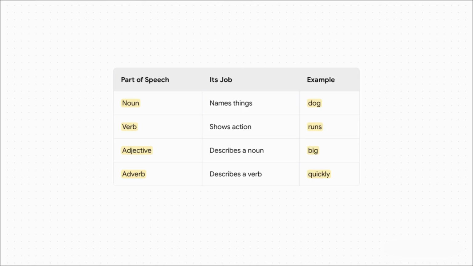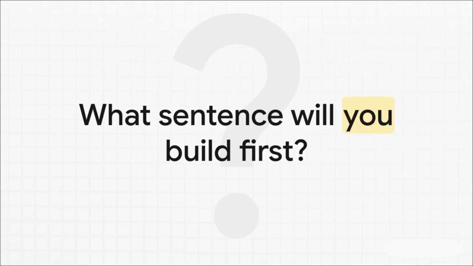Just remember, nouns name things, verbs show action, adjectives describe nouns, and adverbs describe verbs. Seriously, you can think of this little table as your personal cheat sheet for building awesome sentences. So there you have it. You now have the first 4 most important keys to unlocking English sentences. The tools are officially in your hands.